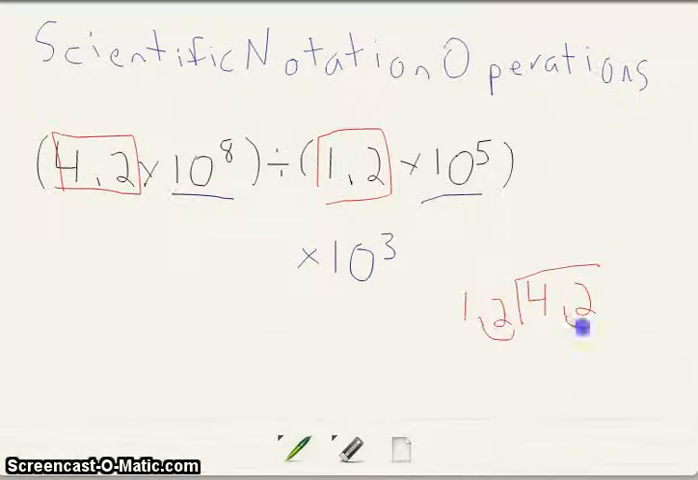So you're just going to divide this like you would divide any decimal problem. 12 will go into 42 3 times. 3 times 12 is 36. You subtract, you get an 8. Oh, I'm sorry, 6.